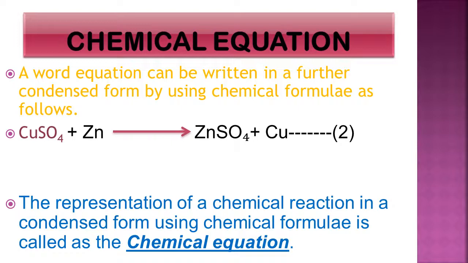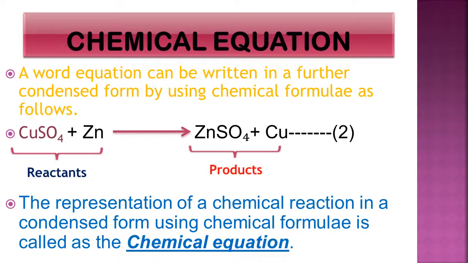So on the left hand side two things are written, that is copper sulfate and zinc. These two are combining to form new substances. The copper sulfate and zinc together are called the reactants, and zinc sulfate and copper, which are formed from the reactants, are called the products. So this is the way we write a chemical equation and a word equation of a particular chemical reaction.